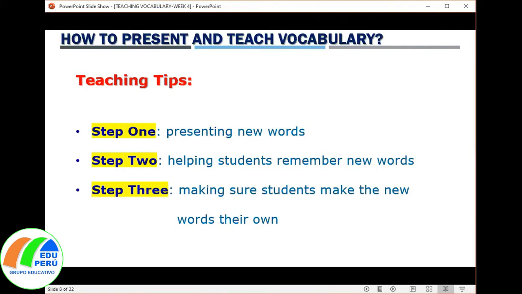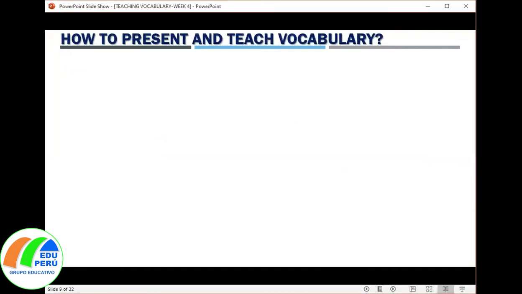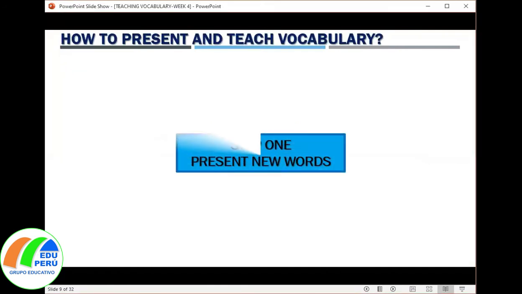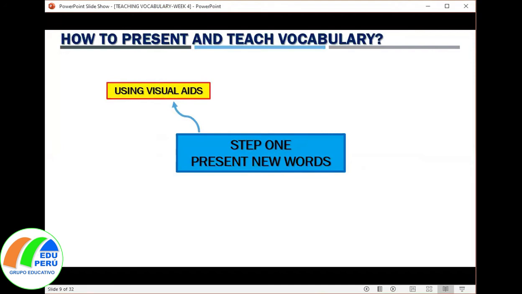All right, so now we are going to analyze different ways that we are going to do each step. Step 1, present new words. So here we are going to use visual aids in order to present new words. This is one of the strategies, one of the techniques that we're going to use to present new words.